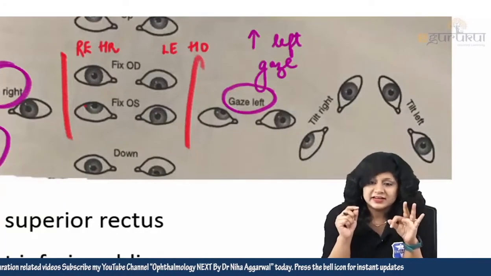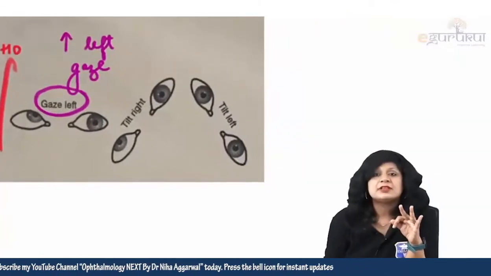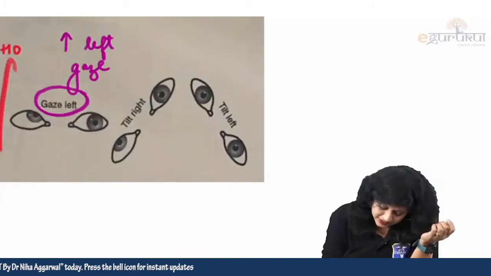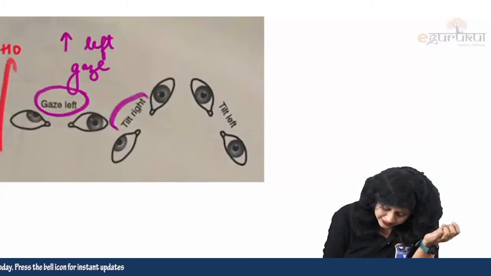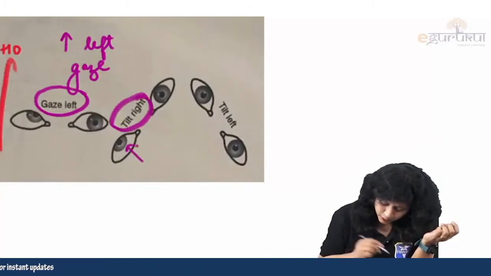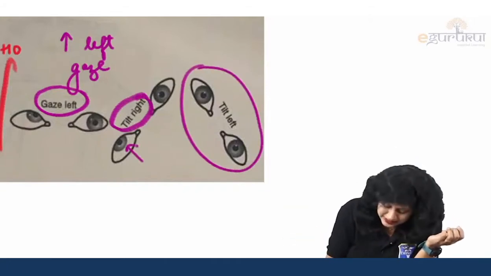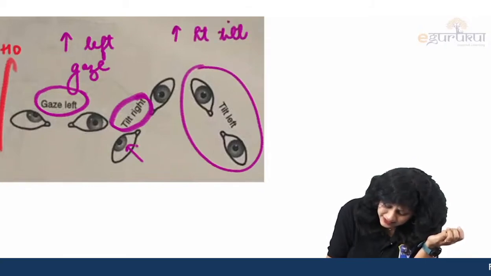Now you have to see the head tilt also. Instead of telling it in theory, they have given you the image and you can easily see this. Tilting towards the right, you can see this hypertropia. But if you see the tilting towards the left, it is normal. So it is increasing in the right tilt.